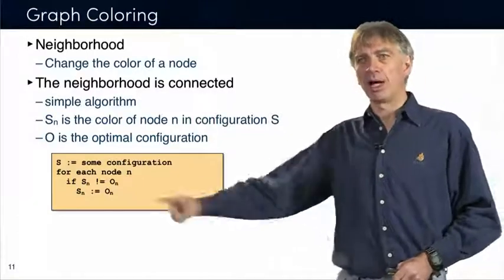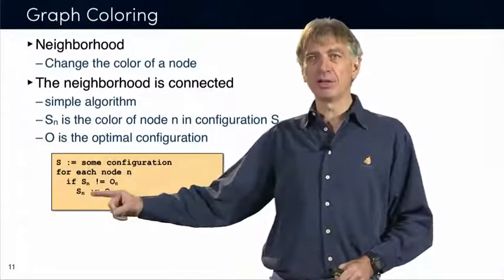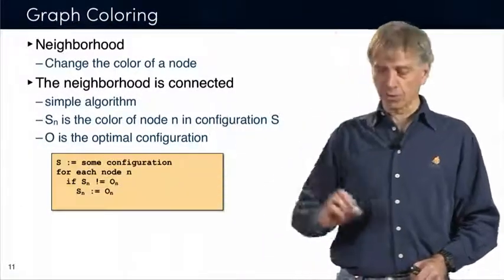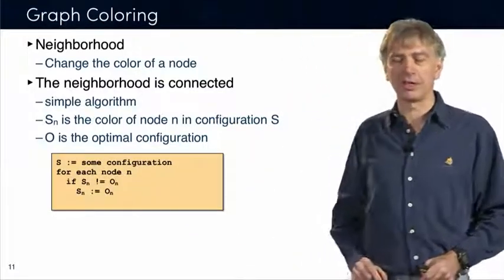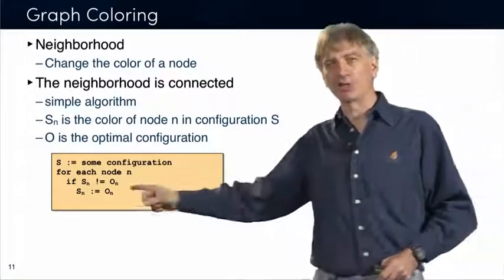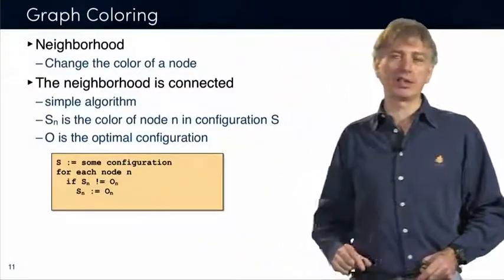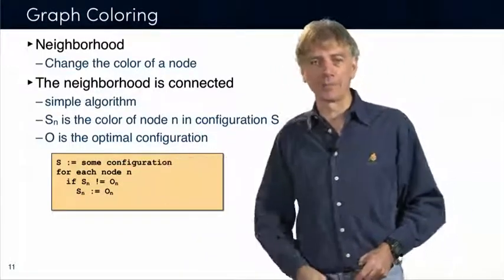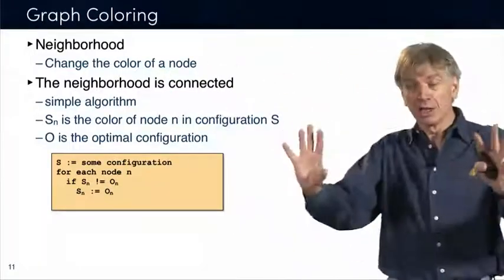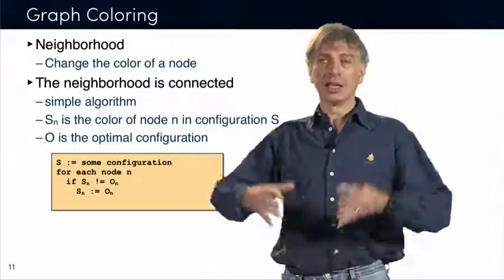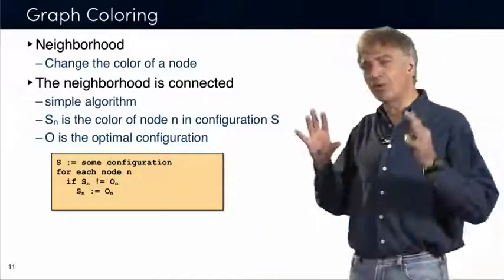I look at every node, and if that node doesn't have the right value, that means its value is different from the value in the optimal configuration, I simply assign it the value which is its value in the optimal solution. So I do that for all the nodes. These are all local moves. They are all legal. And then essentially I get to the optimal solution. So this is very easy.